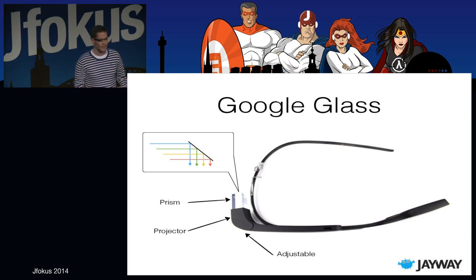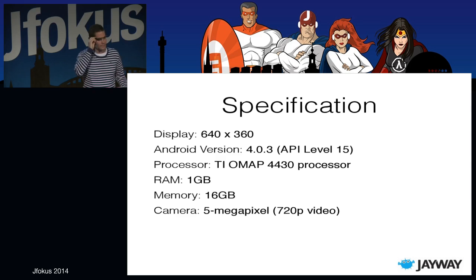The basic idea behind Google Glass is fairly simple. There's a projector, projecting light into the prism, reflecting it into your eye. The protruding part is adjustable, so when you try them on, make sure that the display is right above your eyesight.